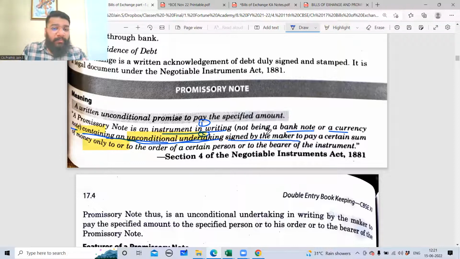Third point is signed by the maker. Who is the maker here? Buyer. To pay a certain sum. Certain sum means you have to mention what amount you're going to pay. If you're going to pay 10,000, record 10,000 rupees, in numbers and in words. So the fourth point is you have to mention what that certain sum of money is. Only to, or to the order of a certain person. Only to: I'll make this payment only to the seller.